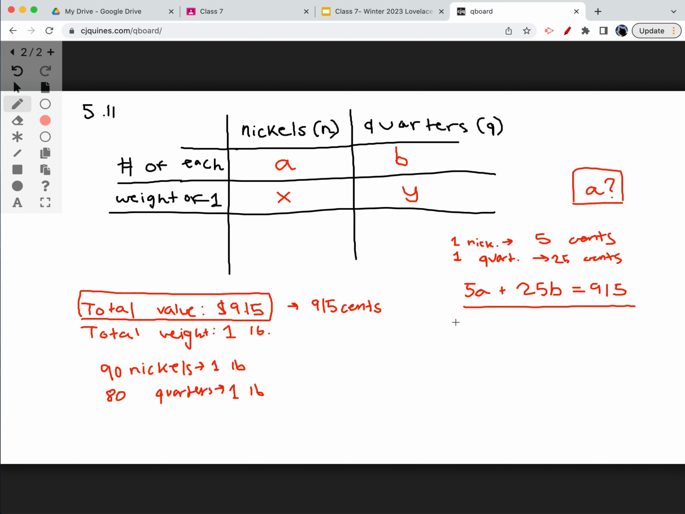Next, we know that the total weight is 1 pound. So before we do that, we should use this information. It says that 90 nickels is 1 pound. So that means that 1 nickel is 1/90th of a pound. And similarly, 1 quarter is 1/80th of a pound.